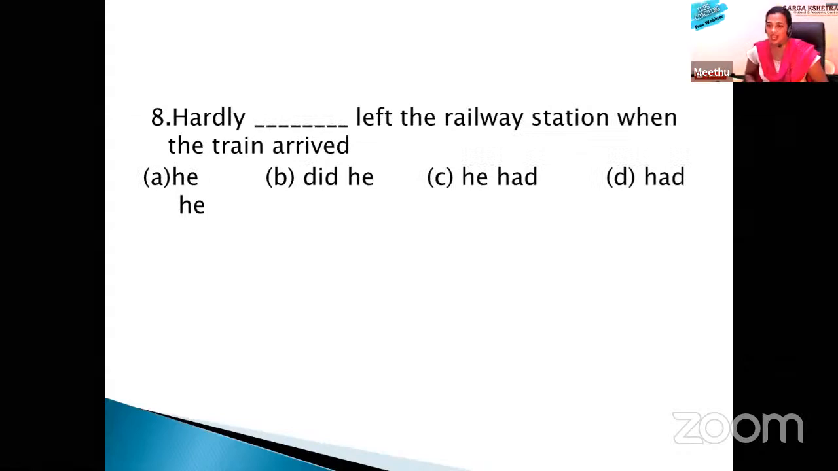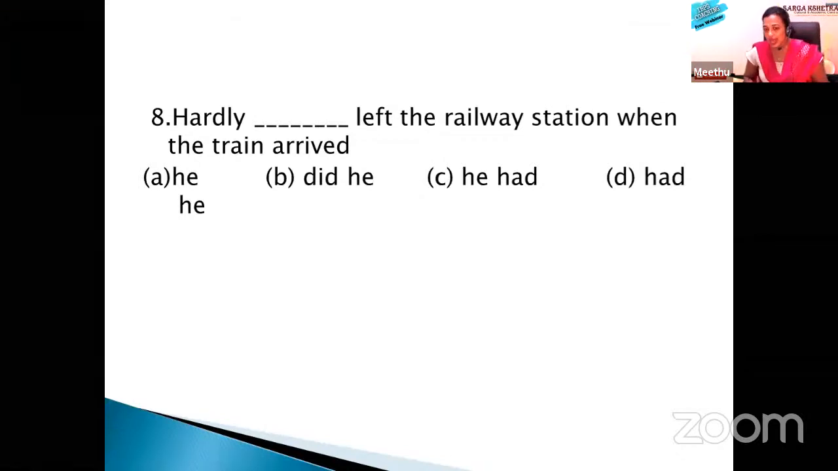Moving on, I would ask somebody to give an answer. Who can? "Hardly dash left the railway station when the train arrived." Before answering, I would give you some clues. Don't worry. Just understand the tense of the question. And also, I will give a perfect clue.